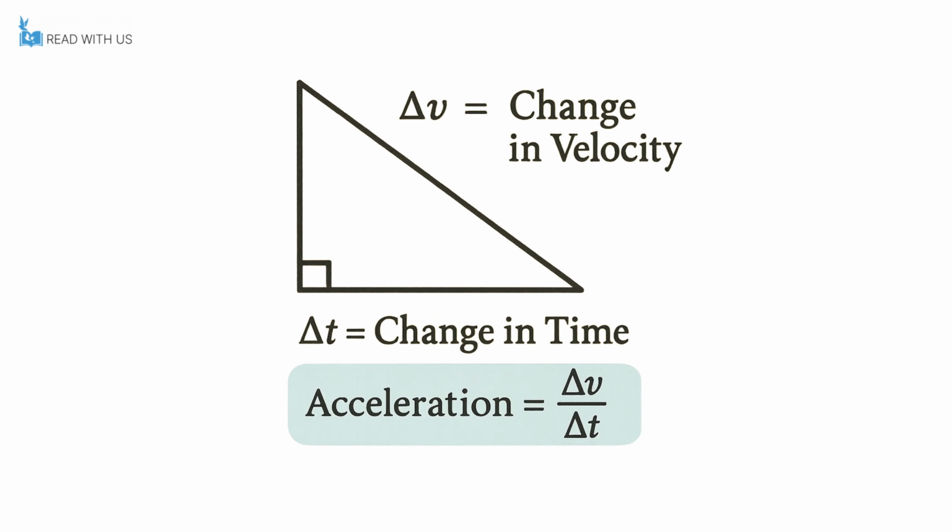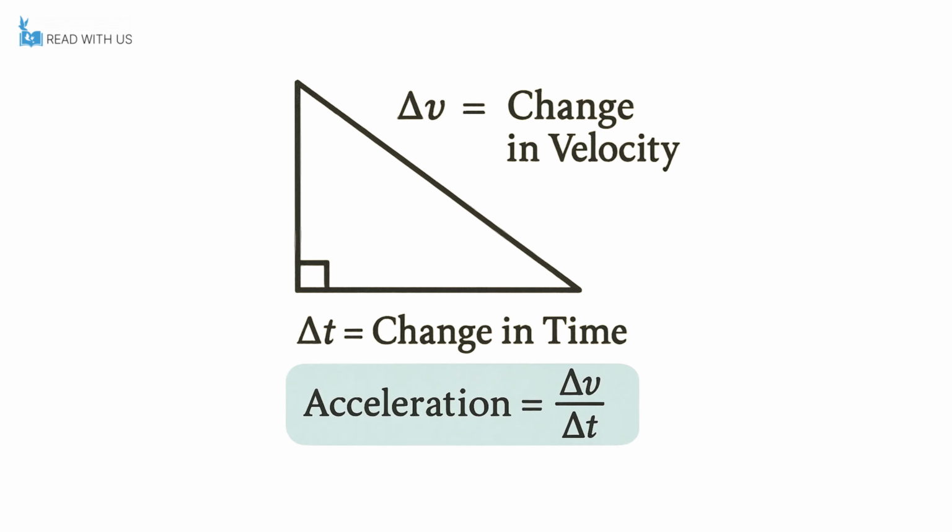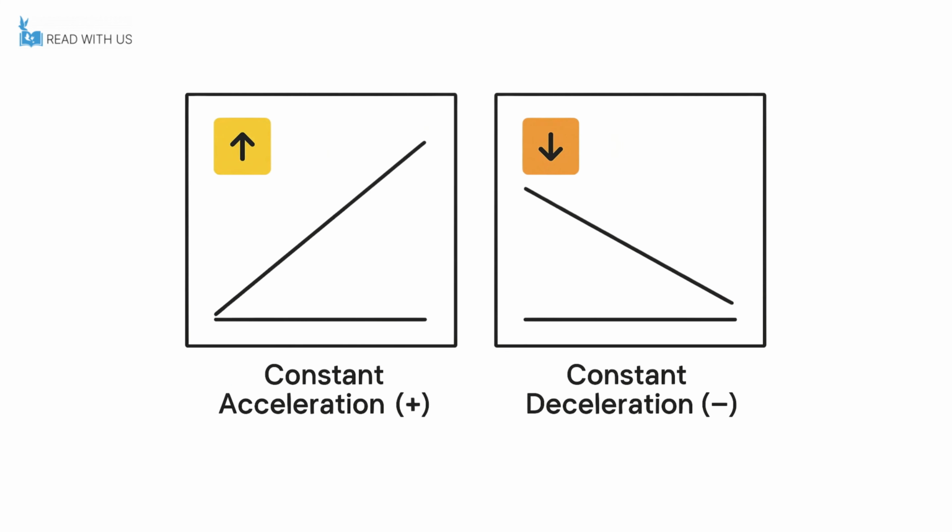To find the gradient of the curve at any point, we divide the change in velocity by the change in time. This gives acceleration. So on a velocity-time graph, the gradient represents acceleration. If the curve has a constant positive gradient, like in the first section, it means the object is accelerating constantly. If the curve has a constant negative gradient, it means the object is decelerating at a constant rate.